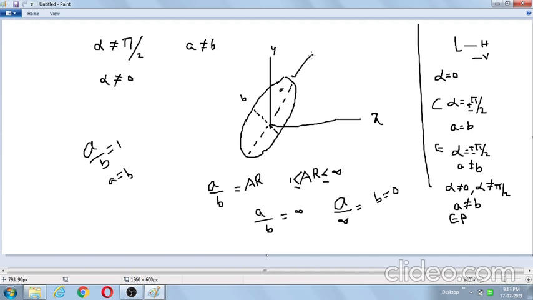Okay. So based on the orientation of the wave, we classify whether it is right circular or left circular, whether it is right elliptical or left elliptical. For example, if the wave is propagated inside the paper, how the wave travels, clockwise or anti-clockwise, decides the left-handed or right-handed polarization. Okay, right? Thank you, students.